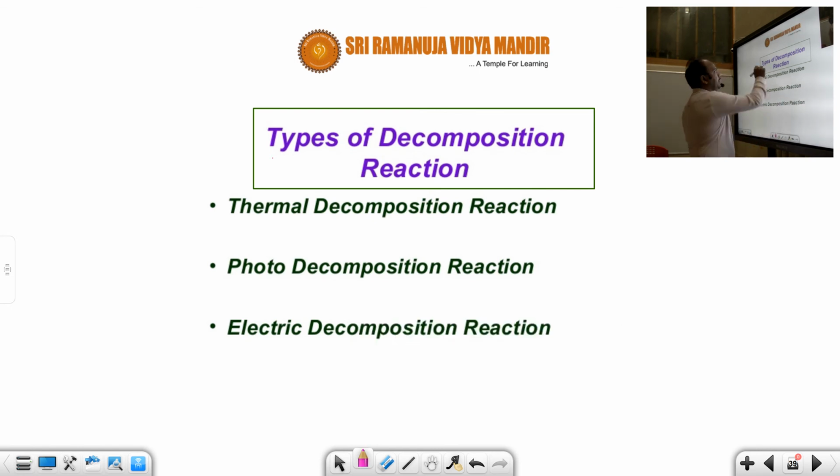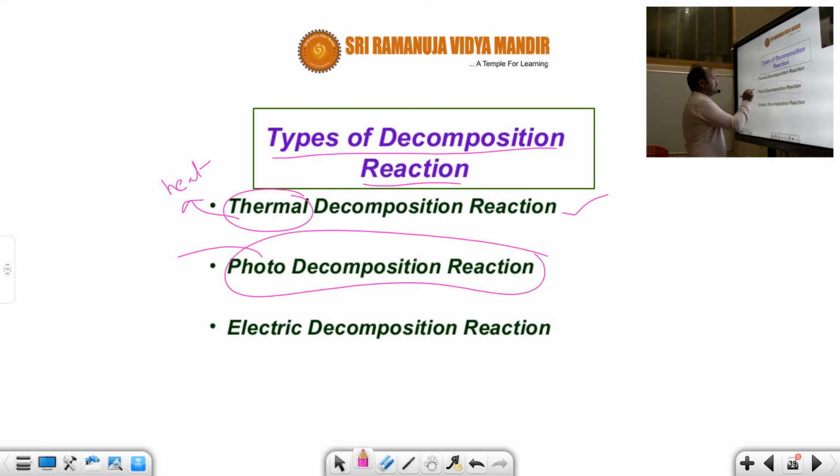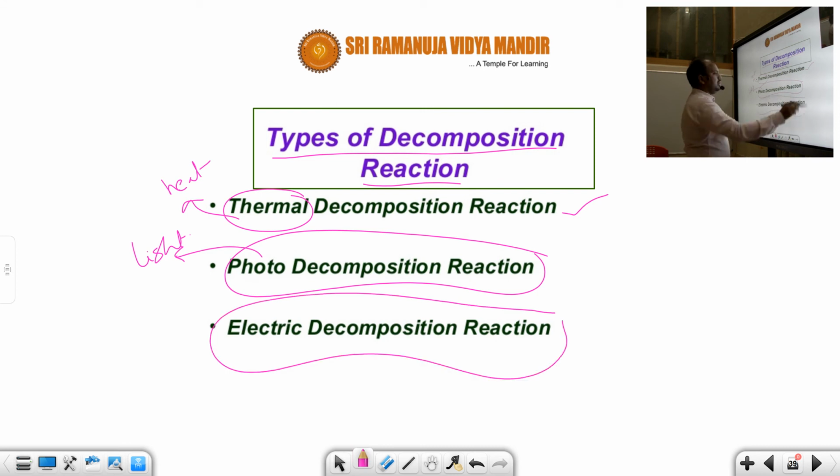Types of decomposition reactions. Take a look here. Mainly three types of decomposition reactions. One is thermal. Thermal means what? Heat. Thermal decomposition reactions. Photo decomposition reaction. Photo means light. Third one is electric decomposition reaction. Electric means current, by passing current.